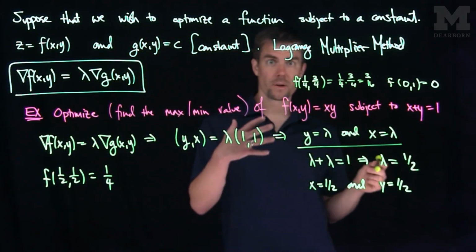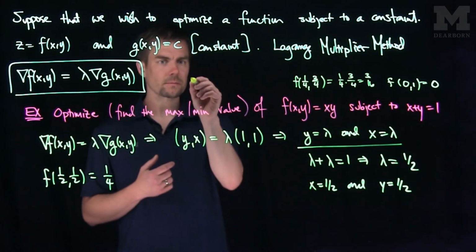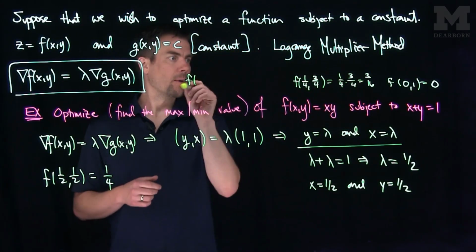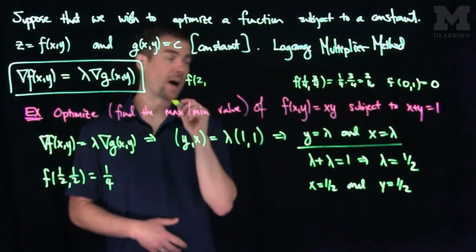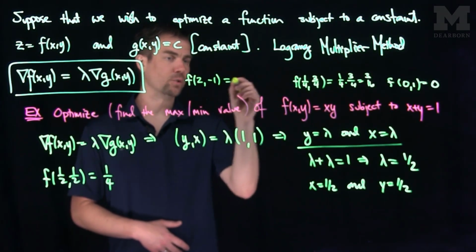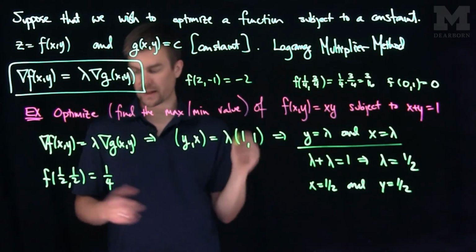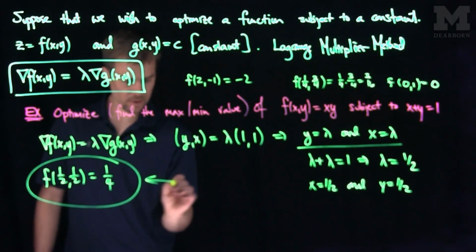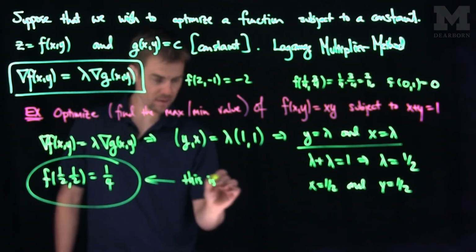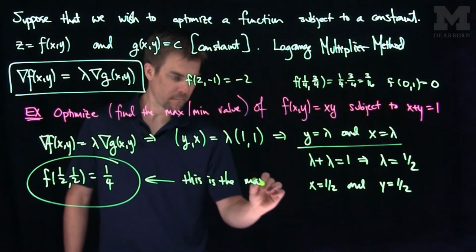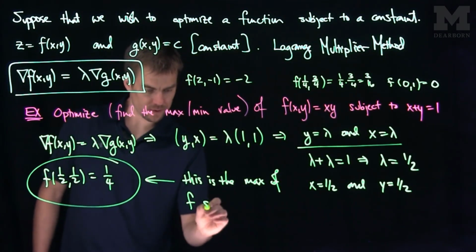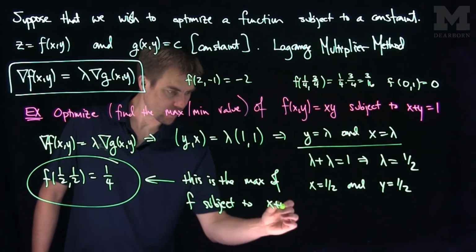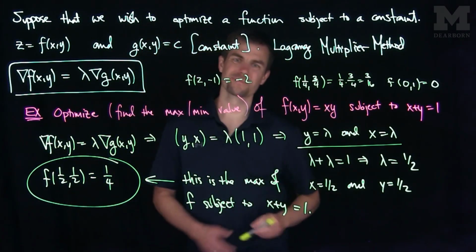So it looks like no matter what I'm plugging in here, let's do maybe one more example. Let's look at f of, let's say that x was 2, then y would need to be -1. Then that function would output a -2, and that's definitely smaller than 1/4. So this value of 1/4 is the max of f subject to the constraint that x plus y is equal to 1. Thank you very much.